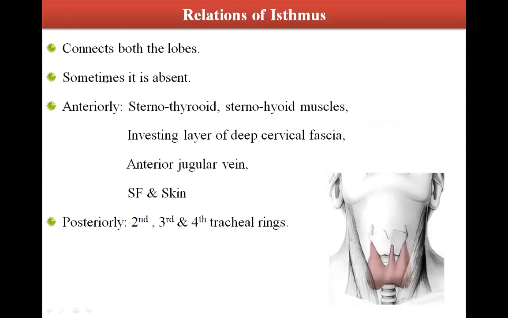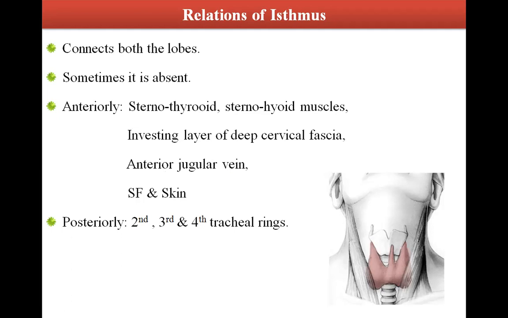Relations of the isthmus. The isthmus connects both the lobes. Sometimes it is absent. Anteriorly, it is related to the sternothyroid and sternohyoid muscles, the investing layer of the deep cervical fascia, the anterior jugular vein, superficial fascia, and the skin. Posteriorly, it is related to the second, third, and fourth tracheal rings.